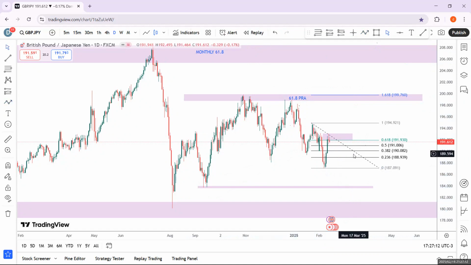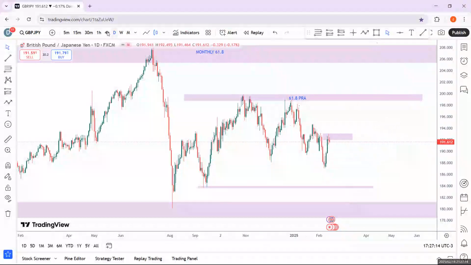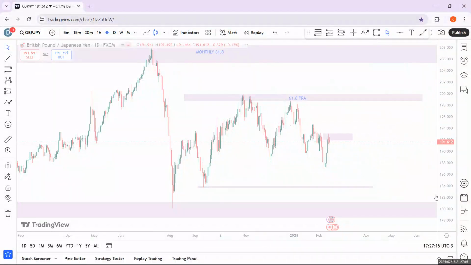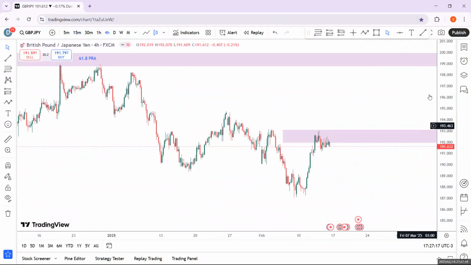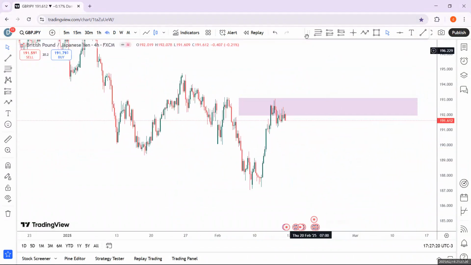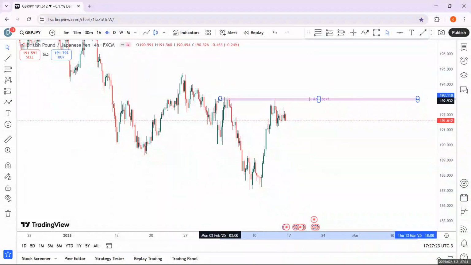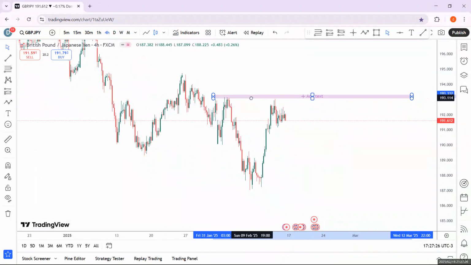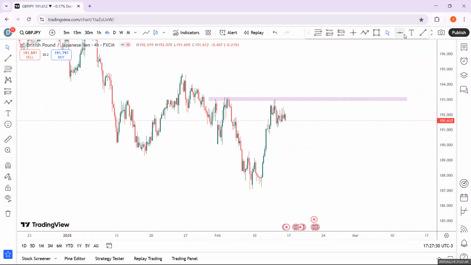Okay, so what are we going to do? We've identified the PRA. We'll now go to the 4 hour time frame to read the structures. What is going on on the 4 hour time frame? On the 4 hour time frame, apart from this zone being a 61.8 zone, we can also see resistance here. Price rejected this resistance. Okay, so this resistance zone was rejected by price. So we can now say this zone is a resistance slash 61.8 potential reversal area. That is what this zone is.